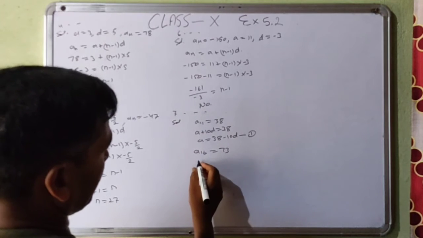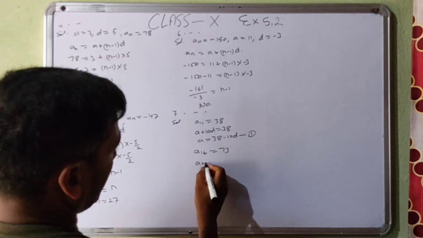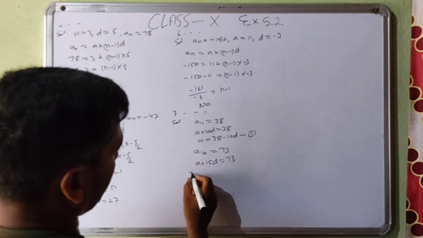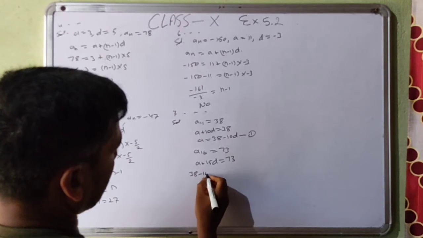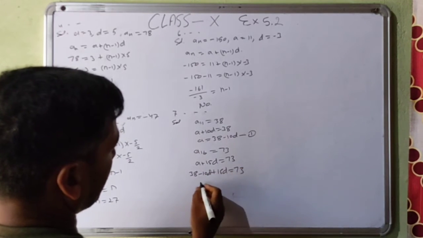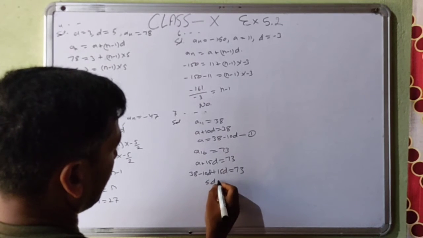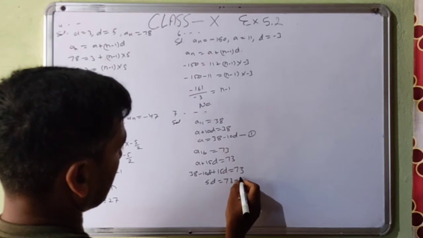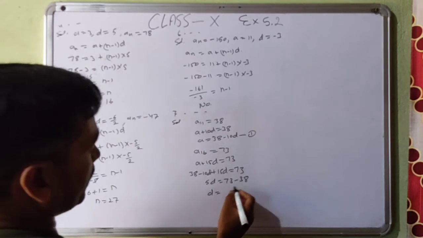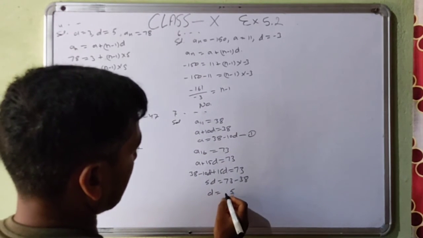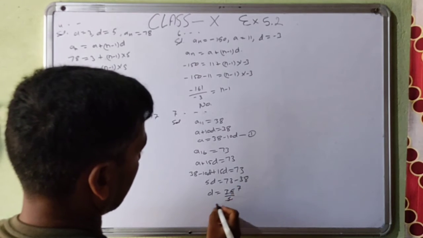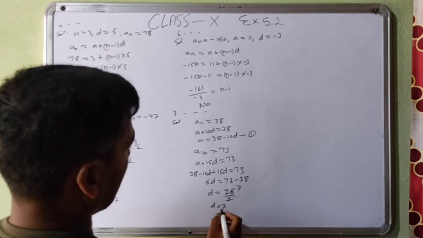The 60th term is 73. So A plus 15D is equal to 73. The A value we have already found: 38 minus 10D plus 15D is equal to 73. So 5D is equal to 73 minus 38, so D is equal to 35 upon 5. So D is equal to 7.